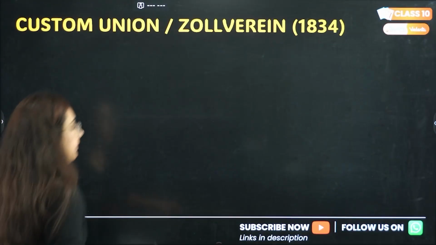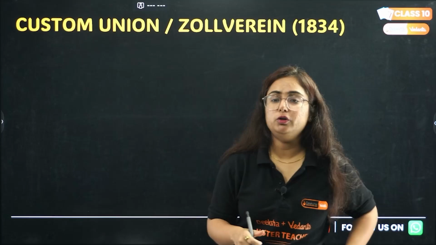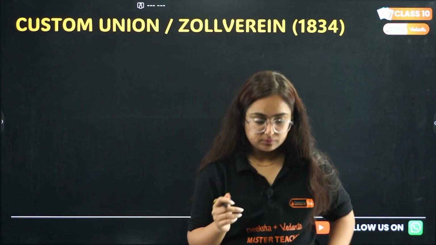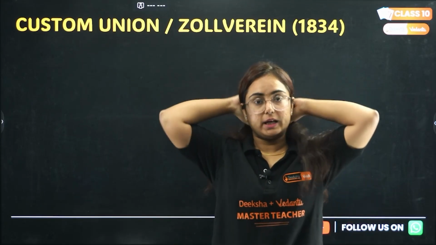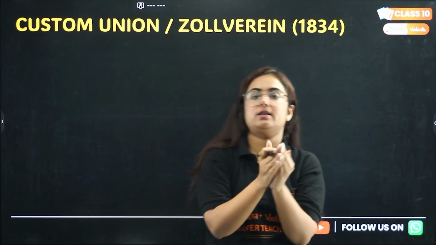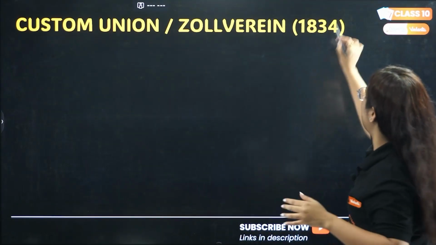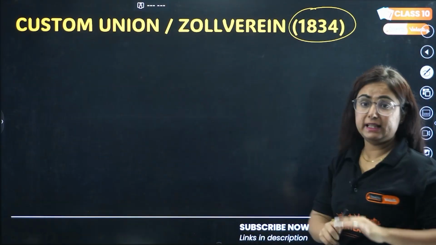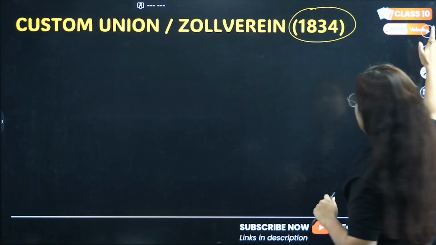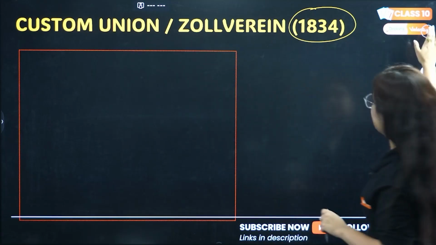Okay, now coming back to the Custom Union or Zollverein. See, what happened? People got educated and formed a group known as the Custom Union, popularly known as Zollverein, and this was made in the year 1834. What is this group about? So there was a territory referred to as Prussia.